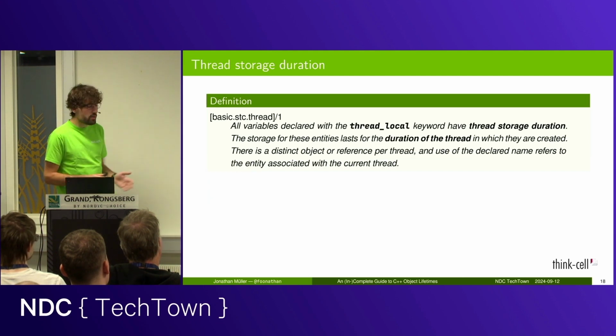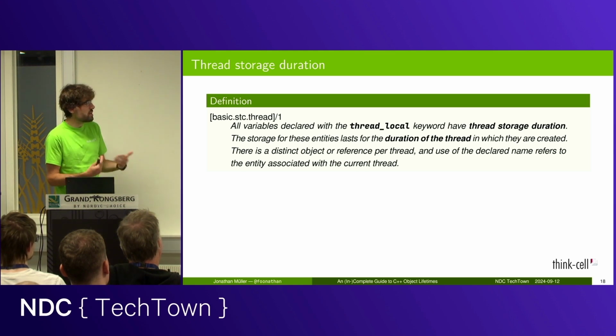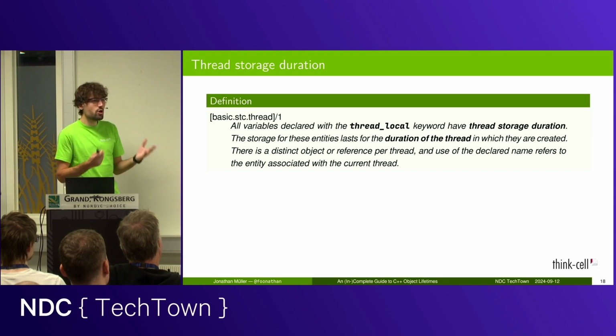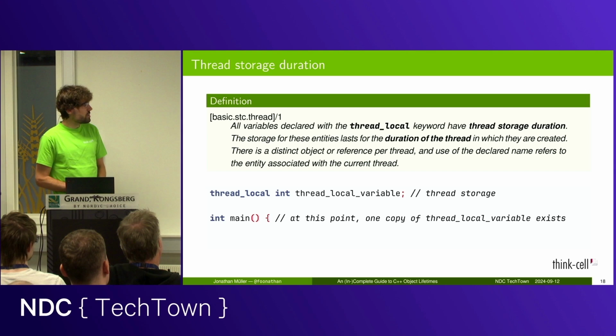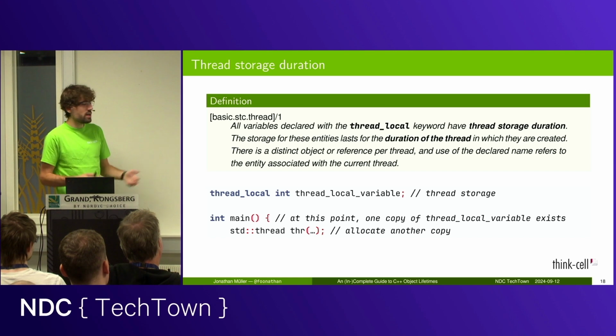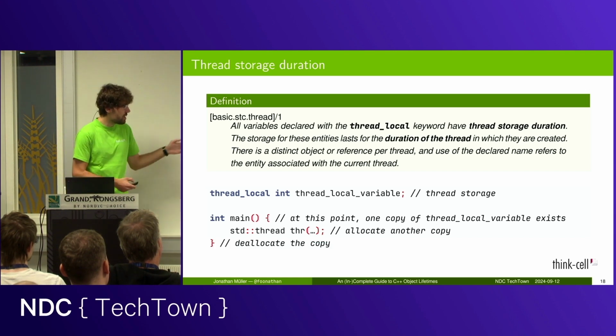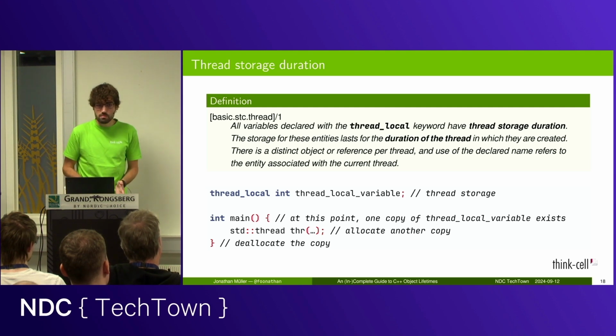Related to that is thread local. If you use thread local, variables have thread storage duration, whereas static storage duration lifetime exists throughout the program. Thread local means throughout the thread, and there's also a copy for each thread. So when we have a variable with thread local storage, when we start main, we've got one copy of this for the main thread. And when we launch another thread, we allocate another copy for that, and then when the thread is destroyed, we deallocate the copy. So this is storage duration.